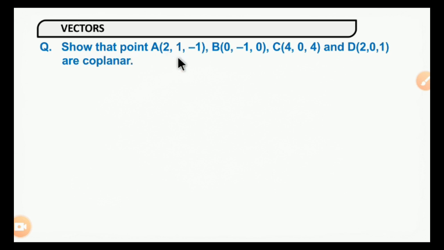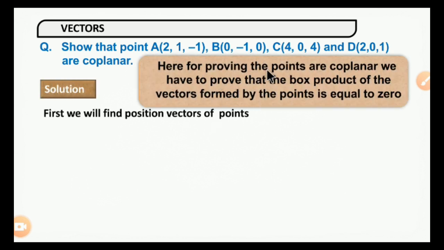So that the points A of 2 1 minus 1, B of 0 minus 1 0, C of 4 0 4 and capital D of 2 0 1 are coplanar. See students, here if we have 4 points, if you want to prove that all are coplanar, we have to prove that the box product of the vectors formed by the points is equal to 0. So first we will find the position vectors of the points here.